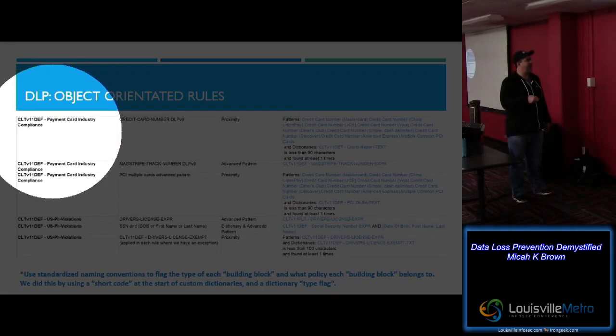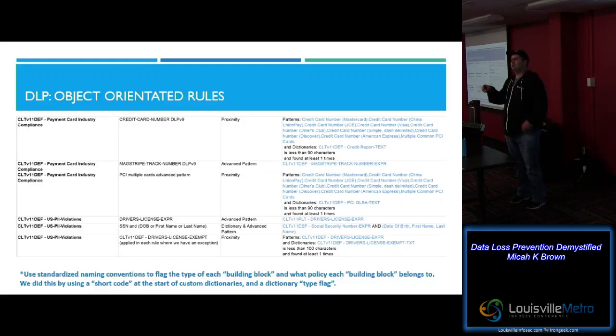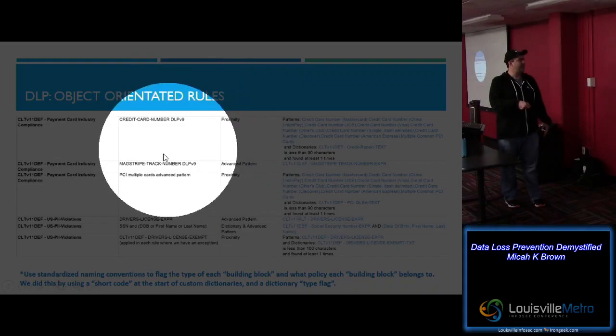The first thing that I want to point out is to help our analysts, I always begin with a short code, so CLT V11DEF. That stands for Client Version 11 Default. So just by looking at the start of any customizable config, my analysts and engineers know exactly where that piece belongs in our environment. That's a huge win for documentation.